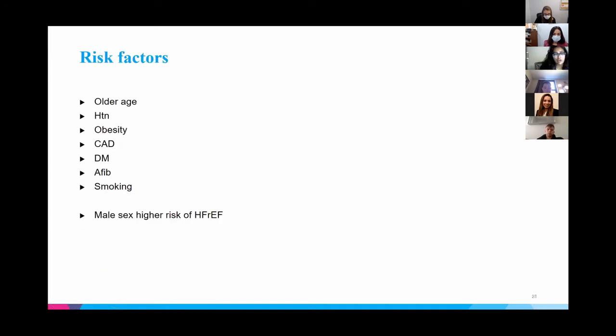So risk factors for HFpEF: older age, high blood pressure, obesity, coronary artery disease, diabetes, atrial fibrillation, smoking. And then, as we talked about, females have a higher prevalence. In some of the statistical analysis that's been done on that, it's been postulated that males have a higher risk of HFrEF, which actually contributes to this disparity, as opposed to females having a higher risk of HFpEF, but that's still to be delineated.